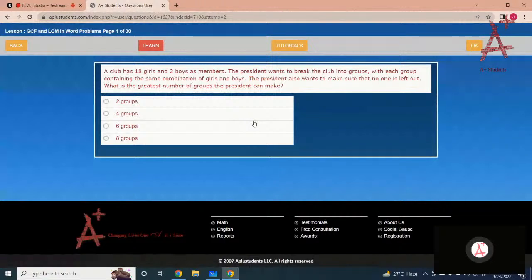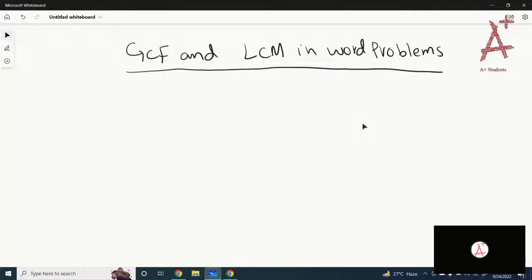Got it? Greatest number means, whenever you have a greatest, it is GCF, you always have to find the GCF of the given numbers. Got it? So the numbers are 18 and 2. Just find the greatest common factor of 18 and 2. Got it? So actually we have to find the GCF of 18 and 2, and that's the only point you need to understand with the word problems.